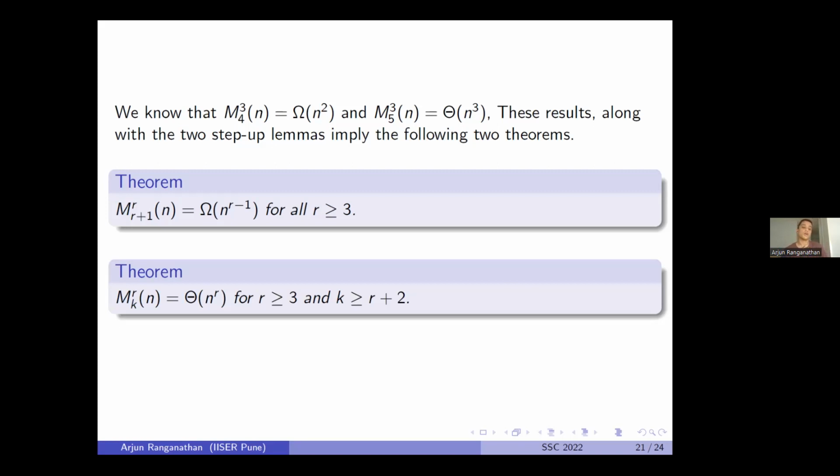Right, so M(k,r)(n) is big theta n to the r for all r at least 3, and for all k that is at least r plus 2. And once you have that M53(n) is big theta n cubed, you just repeatedly apply both the step-up lemmas, and that will directly imply this result.